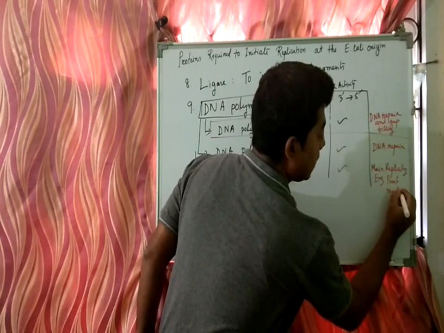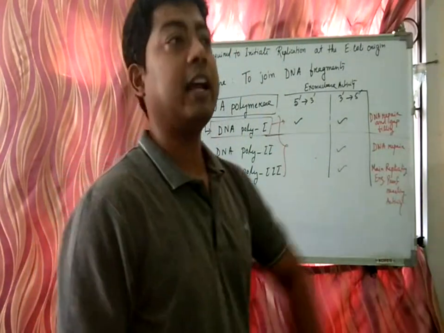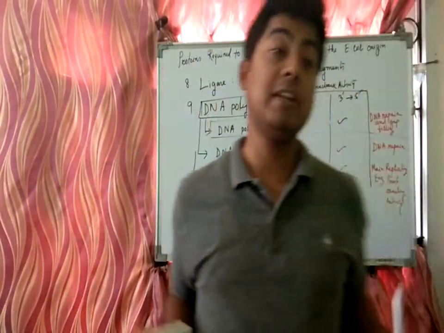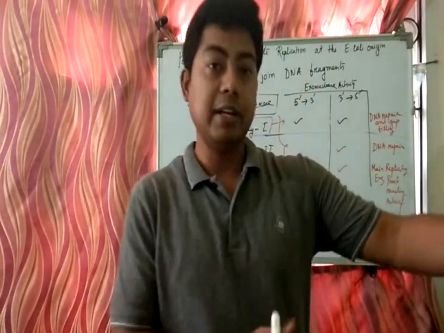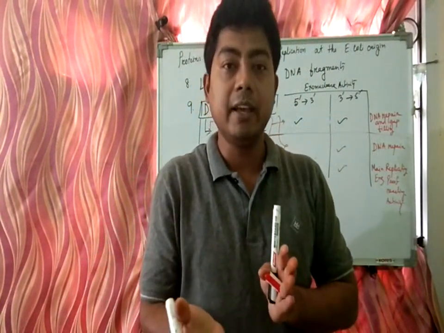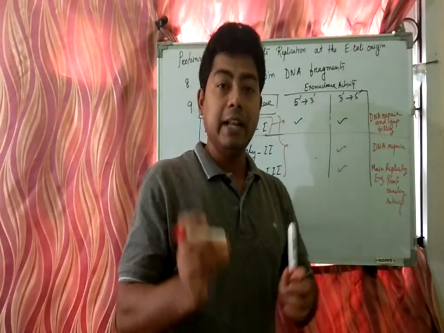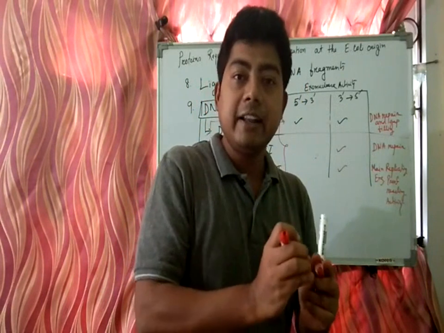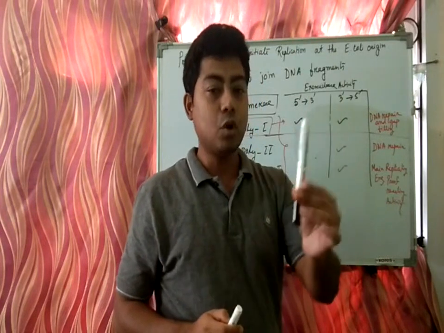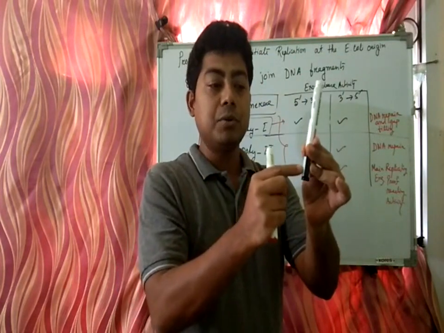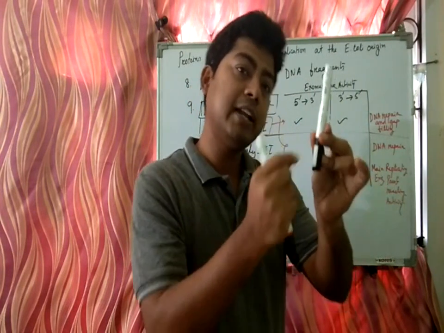Proofreading activity. What is the meaning of proofreading? Have you heard of proofreaders? Suppose in a newspaper or in a book there is a proofreader. A proofreader will check whether everything is correct or not. Okay, like that, in case of DNA polymerase also, it will add the nucleotides in a semi-conservative way. That means based on the old strand, suppose here adenine is there, then it will add thymine. Here guanine, here cytosine.